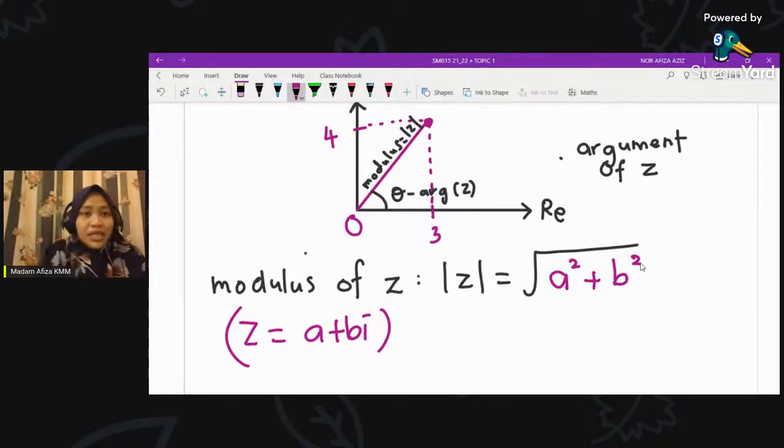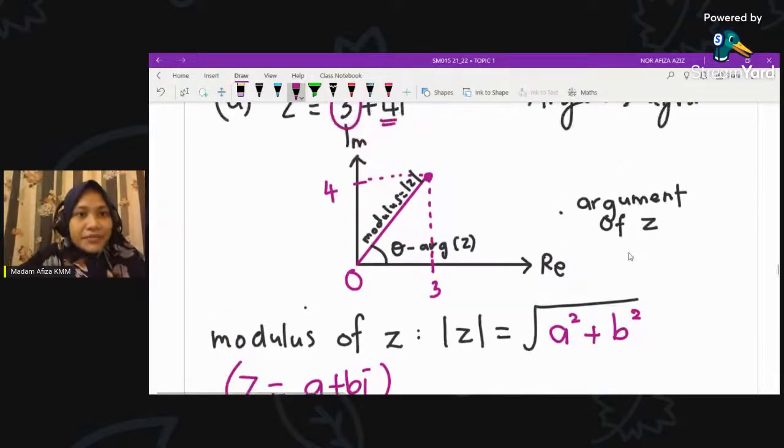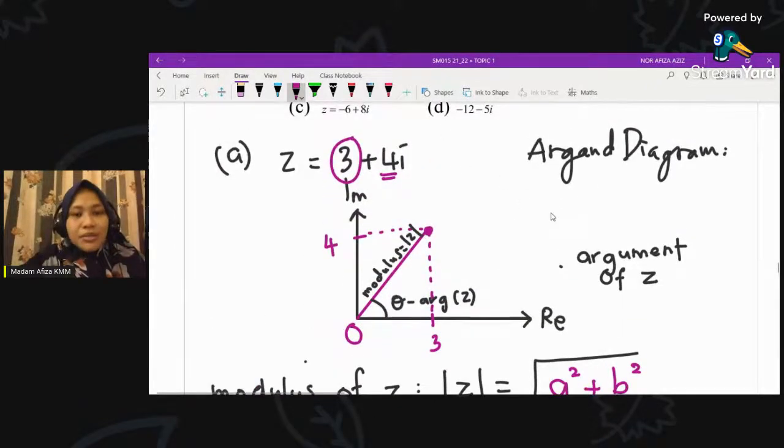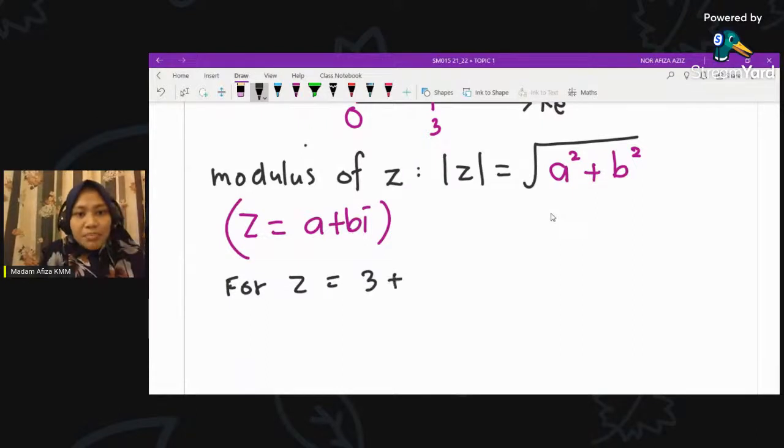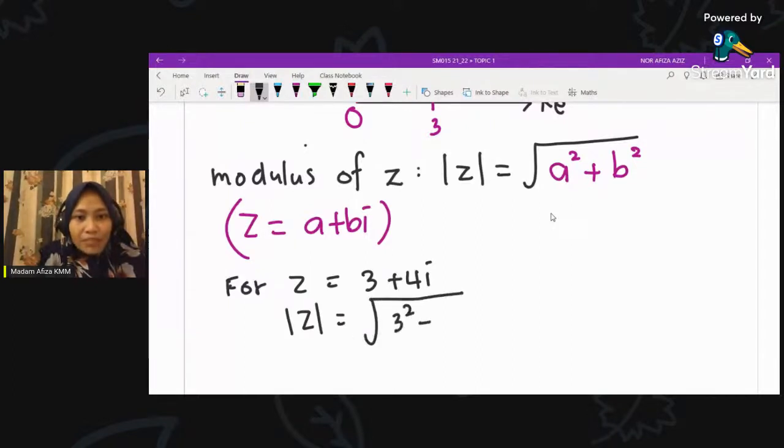So dalam soalan ni, kita ada 3 plus 4i kan? Okay, our question is 3 plus 4i. So, for Z equals to 3 plus 4i, the modulus of the complex number Z will be square root 3 squared plus 4 squared. So, bila tekan calculator, you akan dapat 5.